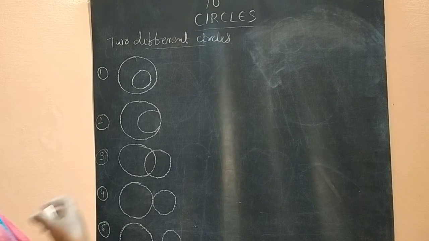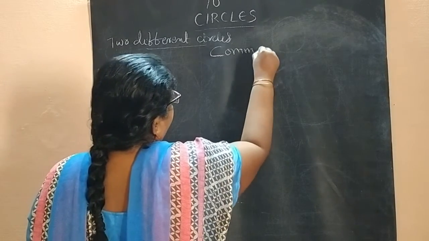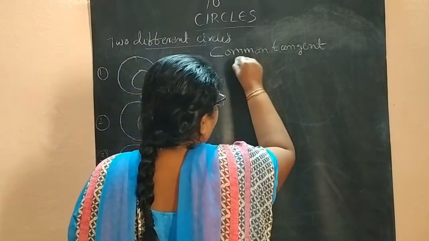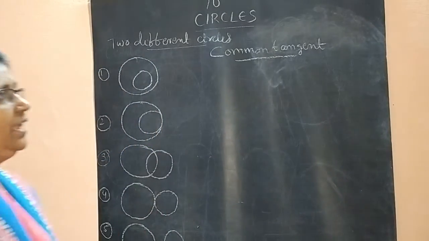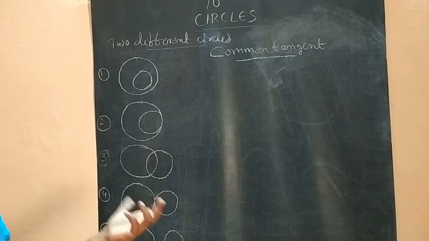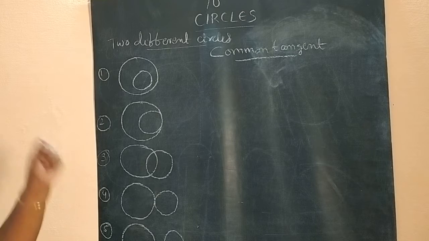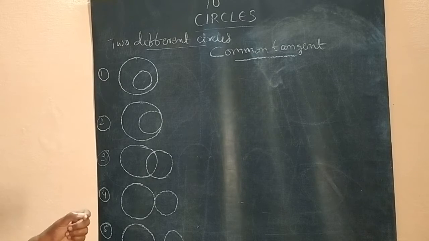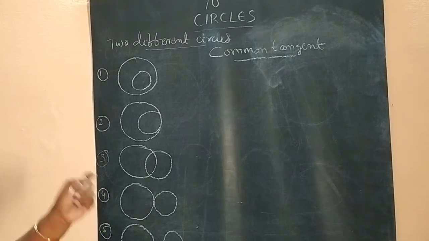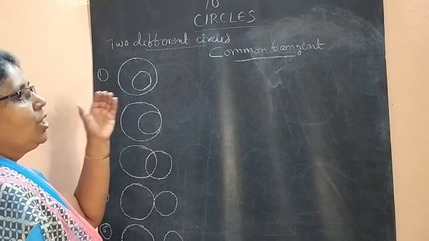Now we are going to study the common tangent. You know what is meant by tangent, you studied it. Now we are going to study common tangent. What is meant by common? Common for both. So common tangent means it is a tangent for the first circle as well as a tangent for the second circle. Common tangent means it is common for both.